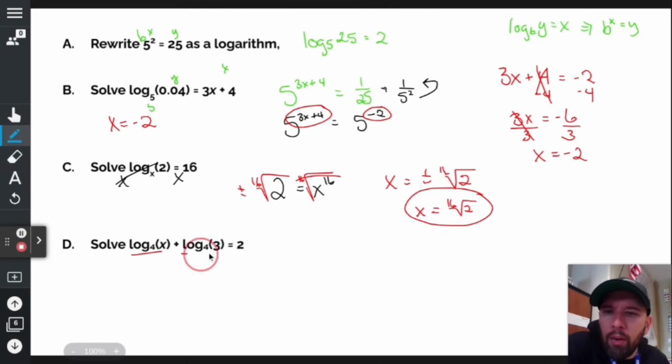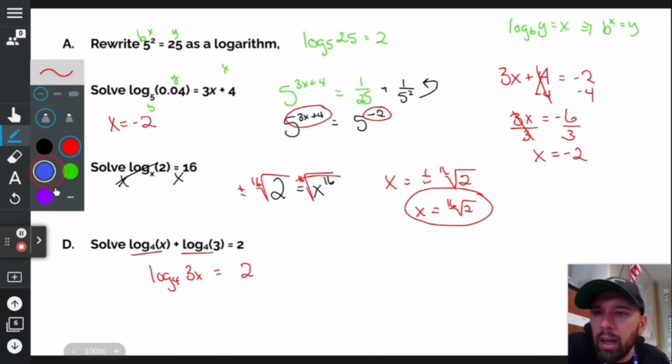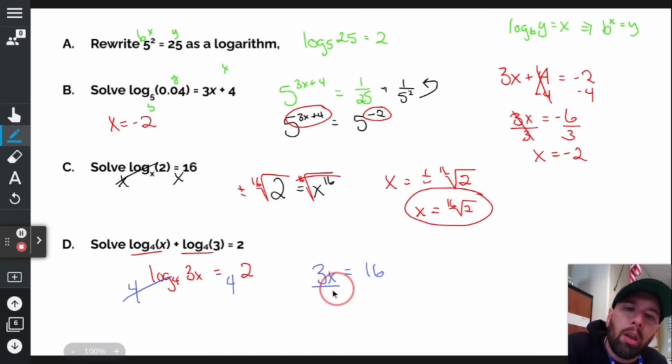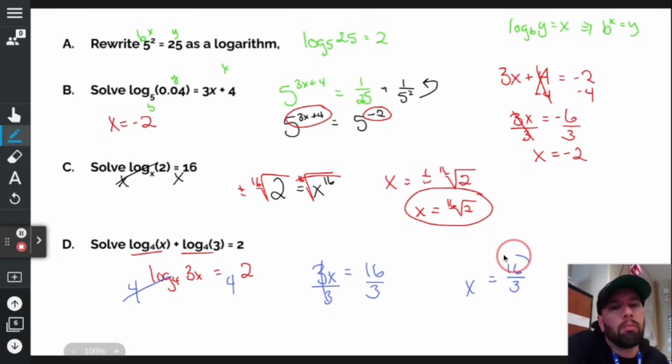Now we have two logs of the same base added to each other, which means I can just multiply the insides. Log base 4 of 3x equals 2. I could rewrite that, or I could just take 4 to the power of both sides. That crosses out. That gets me 3x alone equals 4 squared, which is 16. Divide both sides by 3, and x equals whatever 16 over 3 is. 5 and a third, 5.3 repeating.